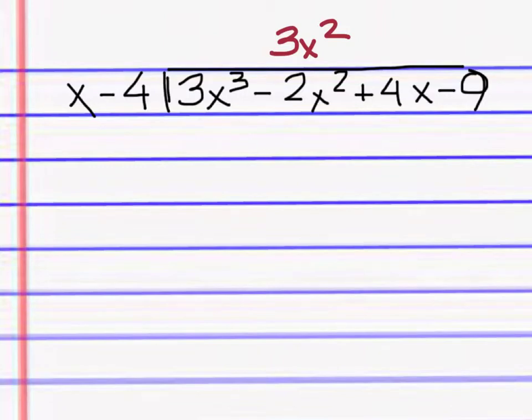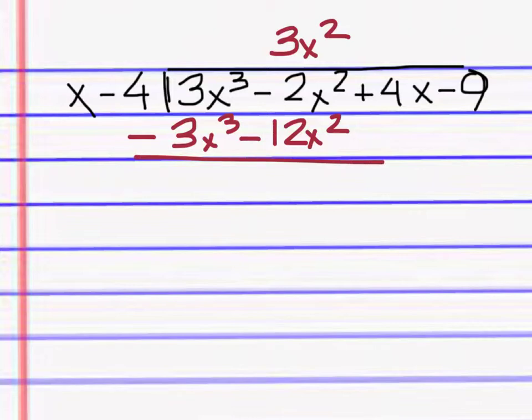What is 3x squared times x minus 4? 3x to the third minus 12x squared. So I subtract, and these will cancel out. What's negative 2x squared minus a negative 12x squared? 10x squared. So drop down the 4x, and then go back to here. What do I multiply x by to get 10x squared? 10x.